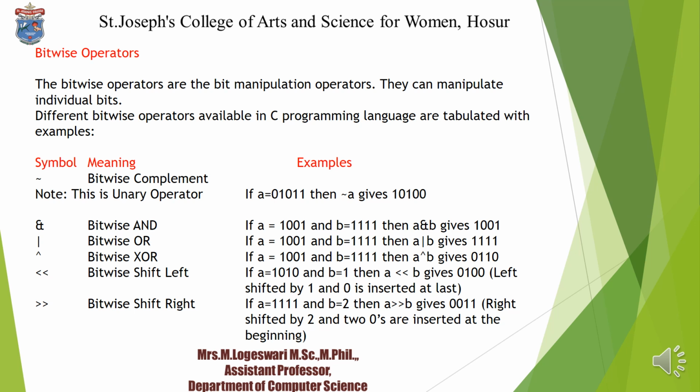Next, bitwise operators. Bitwise operators are used for bit manipulation, to manipulate individual bits. Different kinds of bitwise operators are there: bitwise complement, bitwise and, bitwise or, bitwise XOR, bitwise shift left, bitwise shift right. For bitwise complement, suppose you give the value 0 1 0 1 1. The complement is 1 0 1 0 0: 0 becomes 1 and 1 becomes 0. That is the complement value.